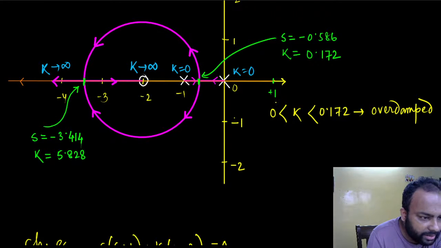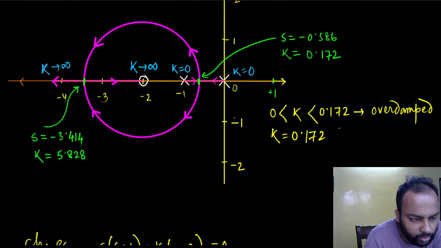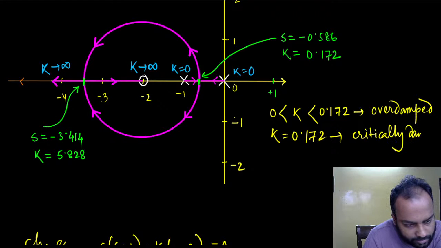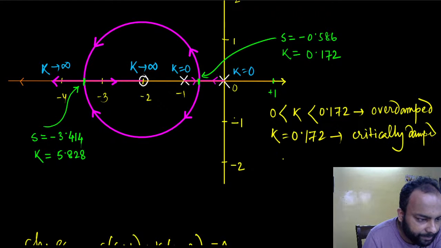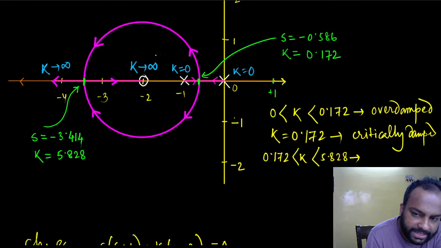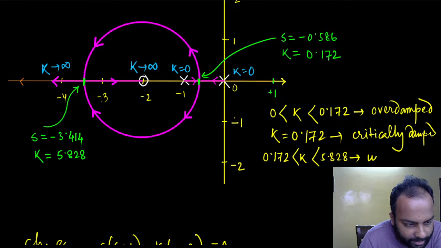So between 0 and 0.172, the roots are real and unequal here. So overdamped, and at k equal to 0.172 we have two equal and real roots, so critically damped. And when it is beyond that but less than 5.828, these are complex conjugate pole pairs, so underdamped.